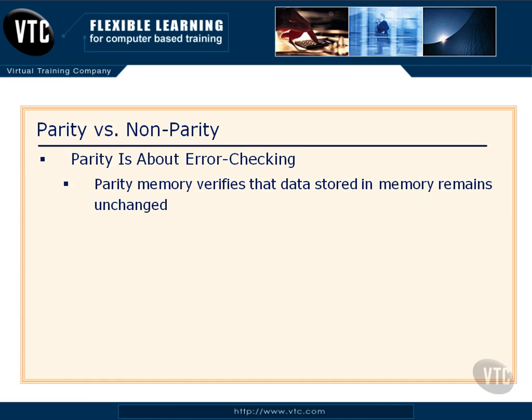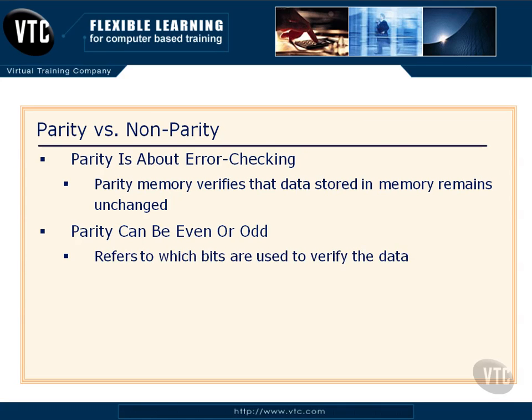Parity is really a binary trick that we can use to verify that the data that has been stored in a memory module has remained unchanged, because ultimately when we store data in memory, we're storing that data as zeros or ones, all right? And so if one of our ones becomes zero, we've made a fairly significant change to the data that's in memory.